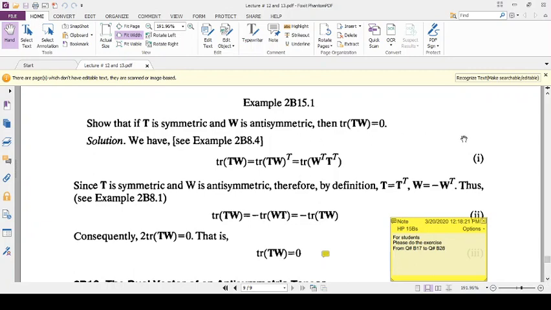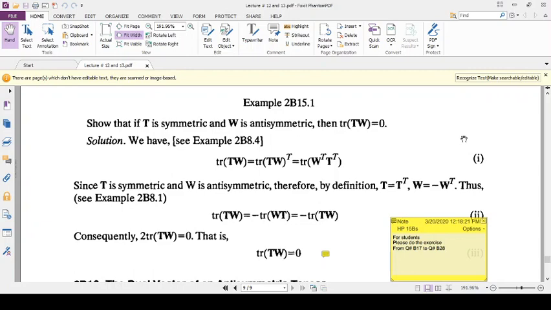This is an example related to symmetry and antisymmetry. If you have a symmetric and an antisymmetric tensor, then the trace of their product will be equal to 0, and this is proved in this example. So you have to prove the trace of TW, the product of T and W, equals 0.